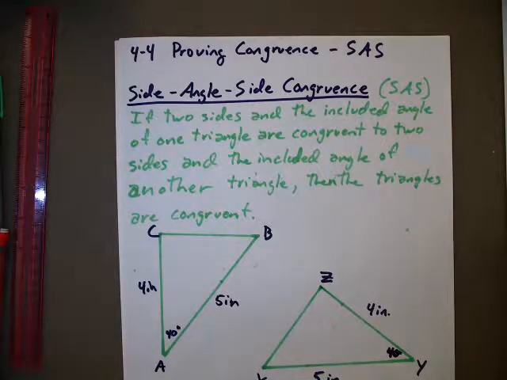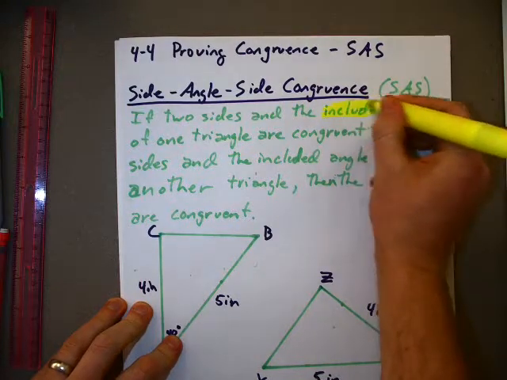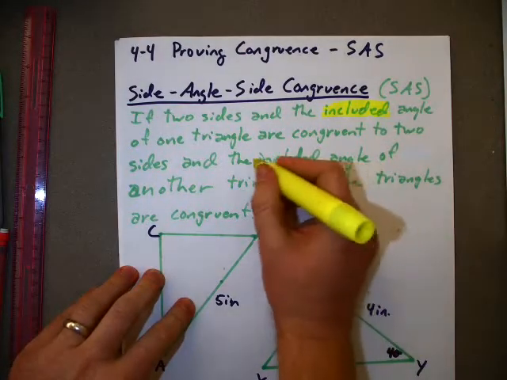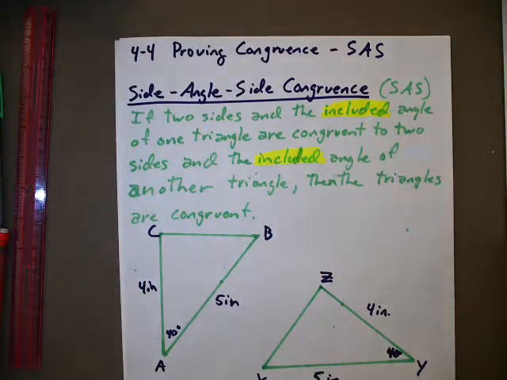What side angle side congruence says: if two sides and the included angle of one triangle are congruent to two sides and the included angle, it's going to be very important, of another triangle, then the triangles are congruent. So let me read that again. If two sides and the included angle of one triangle are congruent to two sides and the included angle of another triangle, then the triangles are congruent.